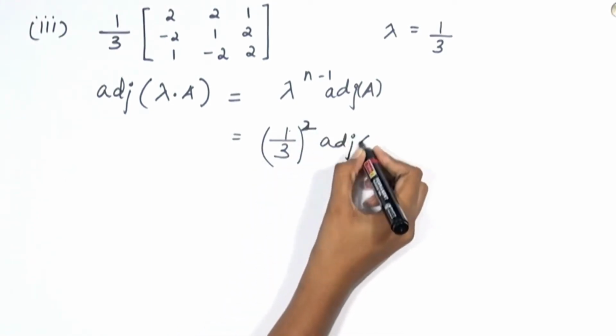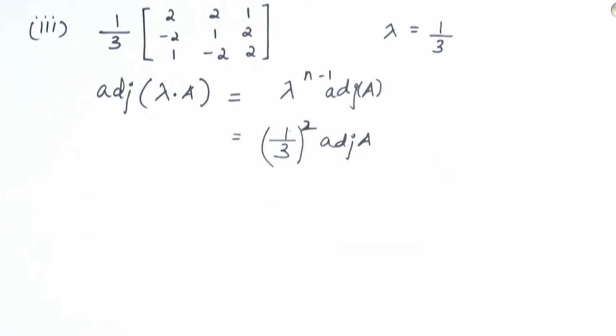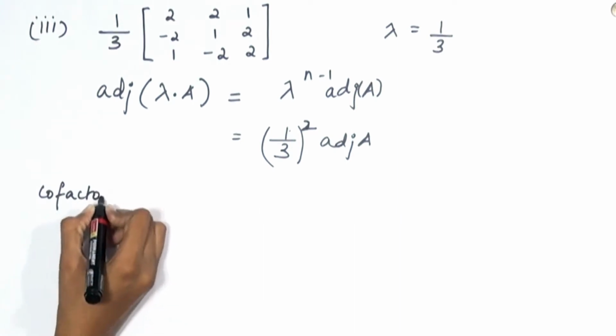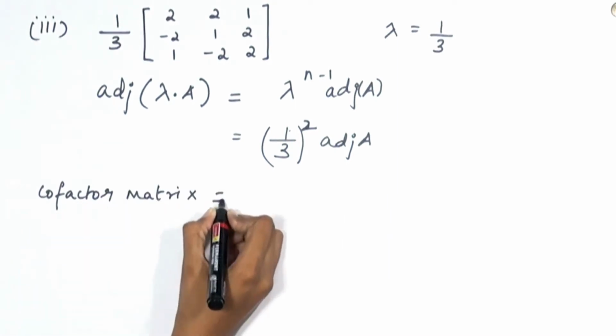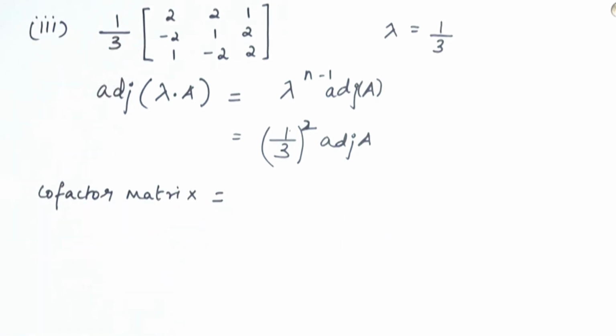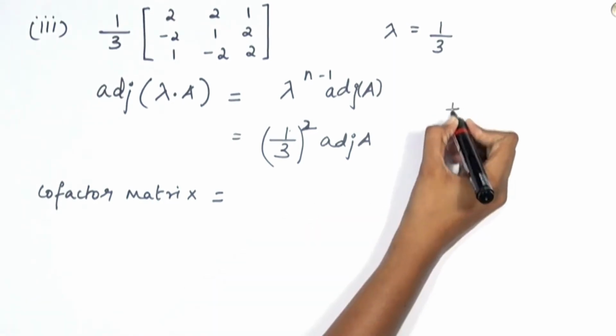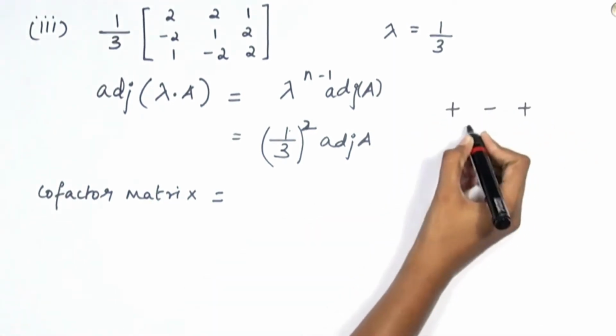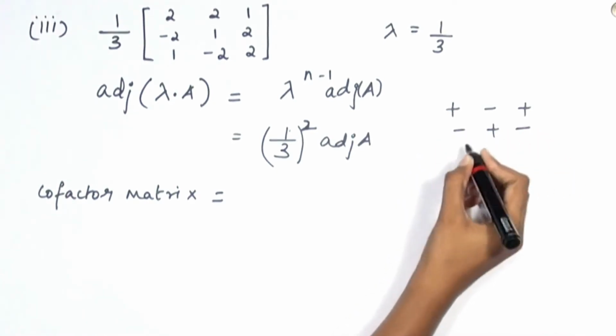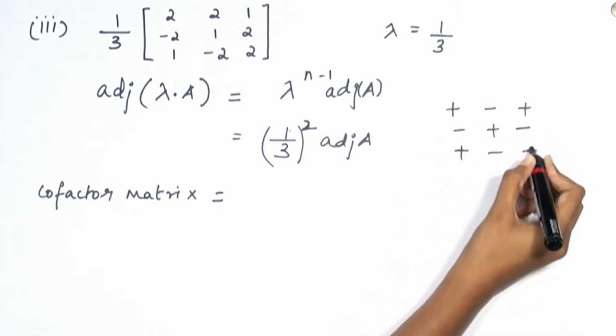Adj A. Now we will be finding out the adj A by finding out the cofactor matrix as a first step. The cofactor matrix of the 3 into 3 matrix becomes, by following the sign convention, plus, minus, plus, minus, plus, minus, plus, minus, plus.